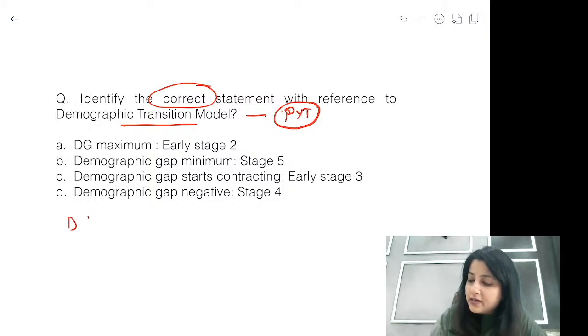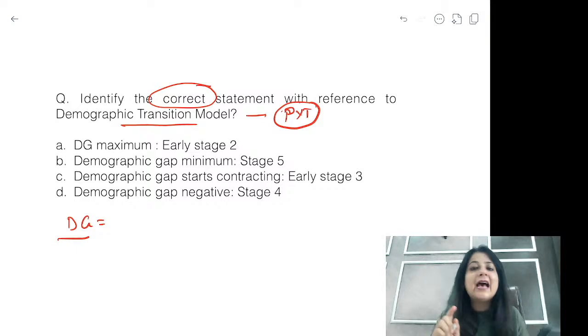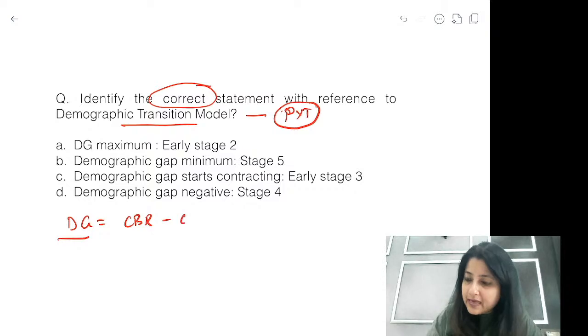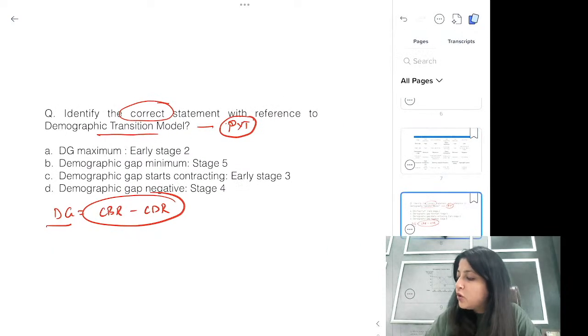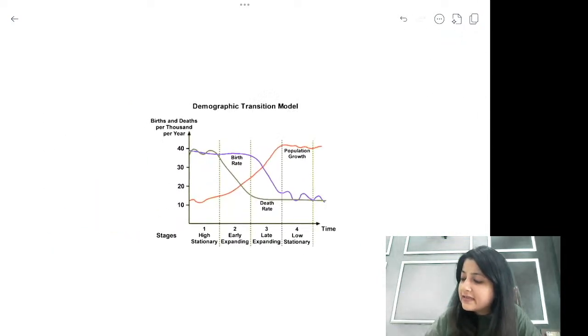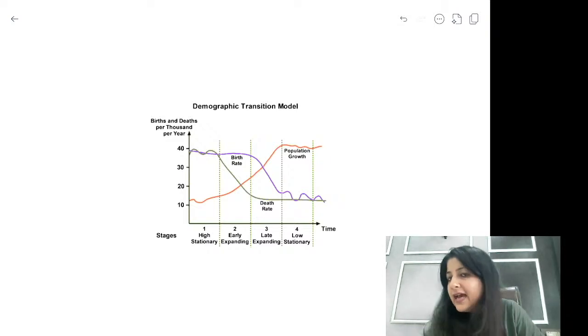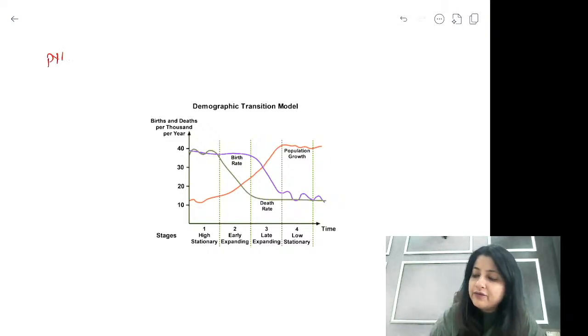First of all, what is demographic gap? Demographic gap runs the entire demography transition model. Okay, what is demographic gap, guys? Crude birth rate minus CDR. Okay, CBR minus CDR. So now I'm going to go to one of the most important images. Let's revise this. Now I'll tell you how the questions have been asked in FMGE exams, NEET PG as well as INICET. It is one of the favorite PYQs.